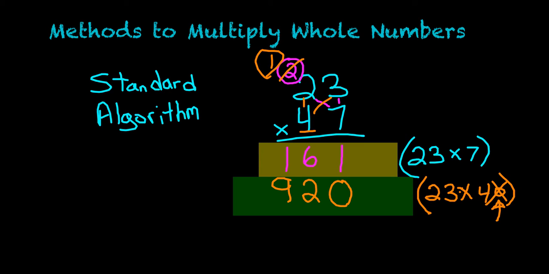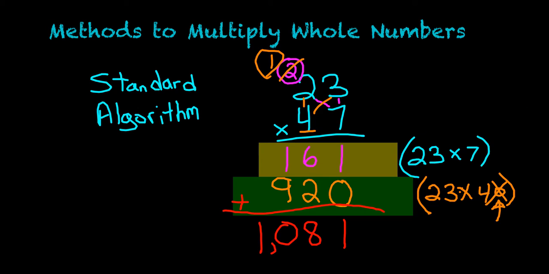And then at this point, we are ready to add those partial products together, and we get 1 plus 0 is 1, 6 plus 2 is 8, 9 plus 1 is 10. You don't really have to regroup because there's nothing else here, so you just put the whole 10 there and then put your comma, and we have 1,081. So that's the standard algorithm, and that's one method.